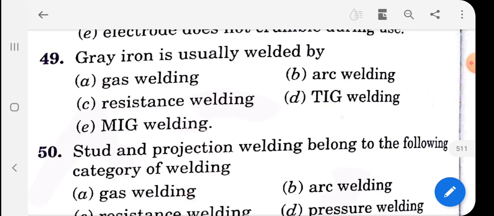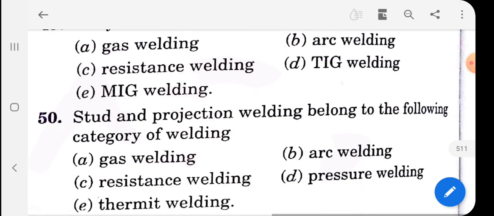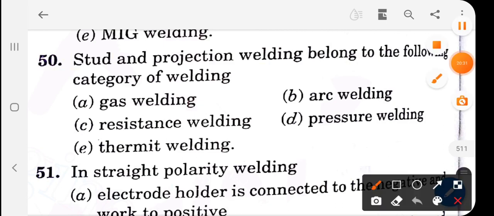Gray iron is usually welded by. So gray cast iron, it is not arc welding, it is gas welding. That is gas welding. Stud and projection welding belongs to which category of welding? Projection means resistance welding. That is the 50 is C.